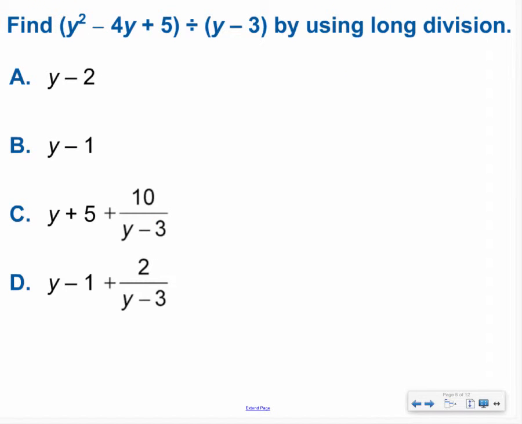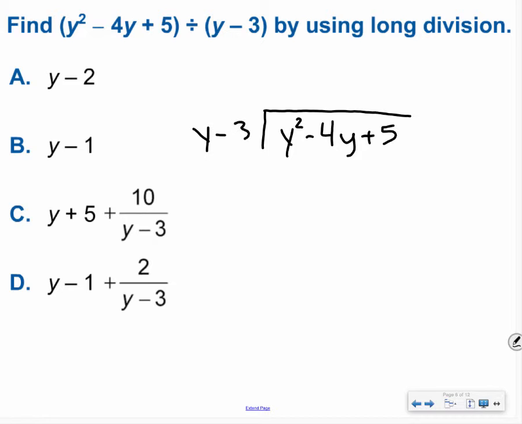Alright, why don't you guys try this one. I will set it up for you to help. You put your y squared minus 4y plus 5 inside. You have a y minus 3. And you want to first start by finding what you need to multiply your y by in order to get y squared. Hopefully you said y. And remember that y is going to go above the matching term down below. Okay, so continue from there and see if you can find the right answer.